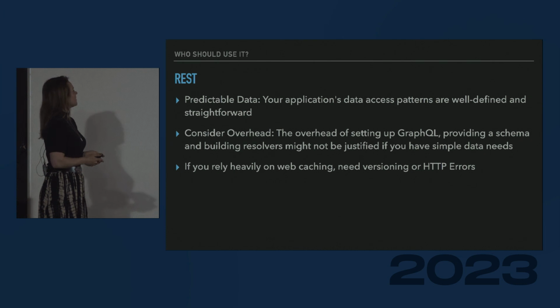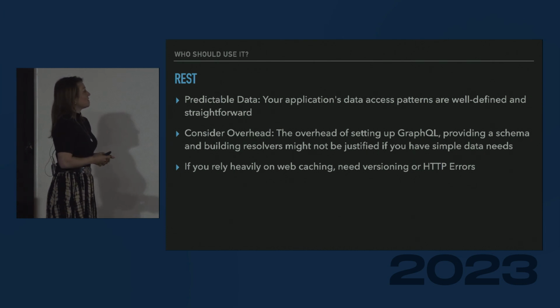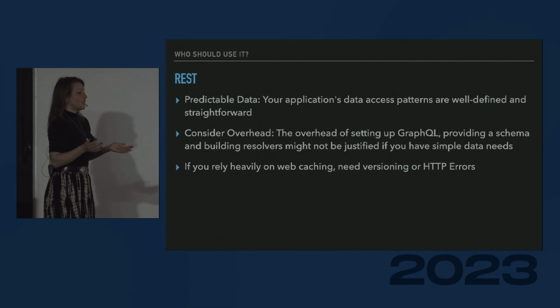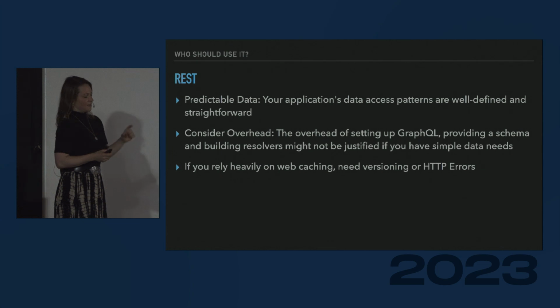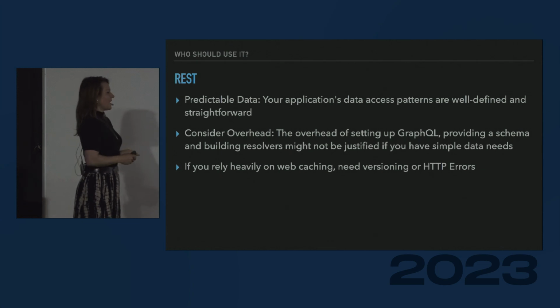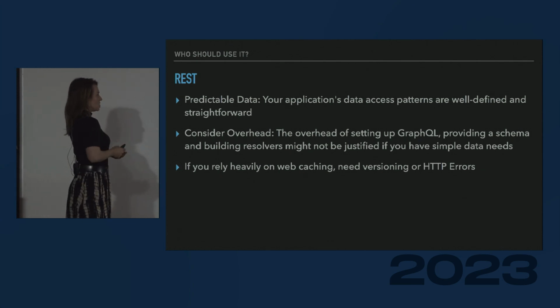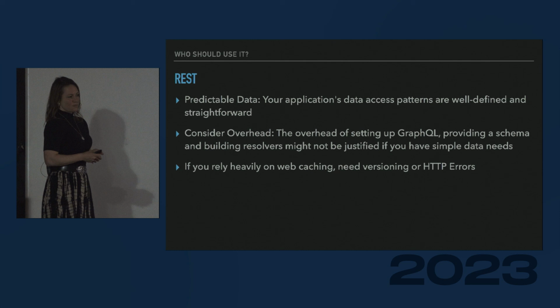Other things that you should know: if you rely heavily on web caching or need versioning or HTTP errors, GraphQL requests always send you a 200 back, and the error is just in the response that you have in there. And the schema is not versioned. You just deprecate fields and then hope that the clients are not using them anymore, and when the usage goes down, you just remove it.